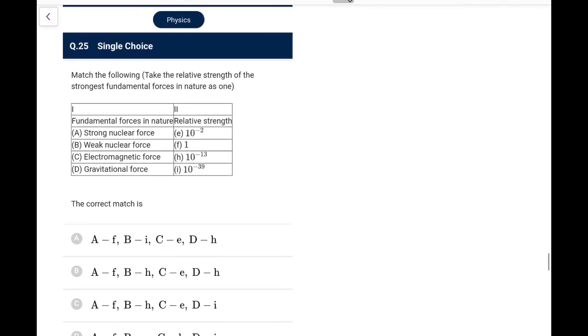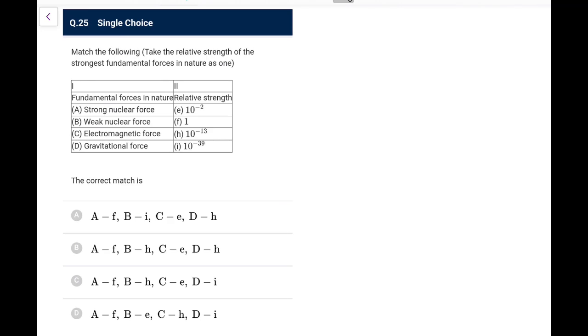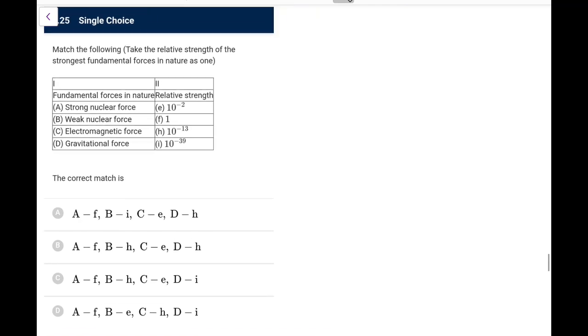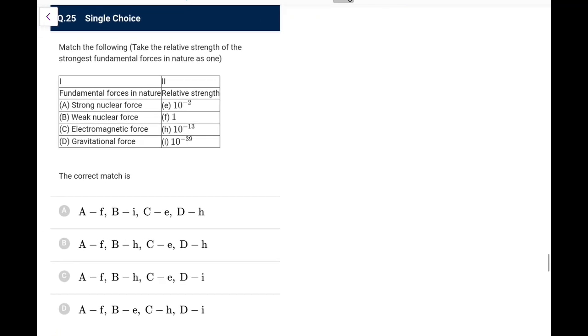Next one, match the following. Take the relative strength of one of the strongest fundamental forces in nature as 1. If you take it as 1, we know the maximum strength is of the strong nuclear force, not electromagnetic. So A matches with F. All options are like that. Then we have the electromagnetic force, which is 100 to 1000 times lesser. So it would be option E.